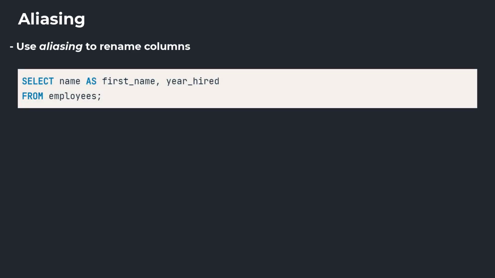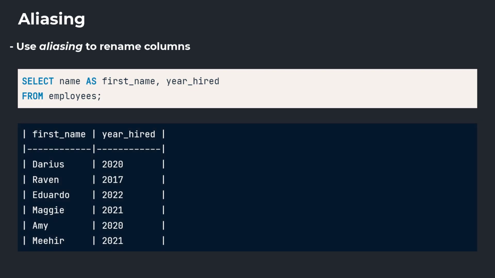Perhaps we'd like to select the name and hire year for each record in the employees table. We could alias the name column as first name in the query by adding the AS keyword to indicate an alias of first name after selecting the name field. The result set now has first name rather than name as the column header.